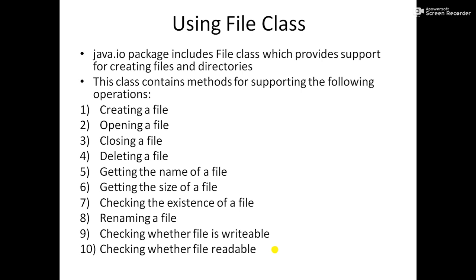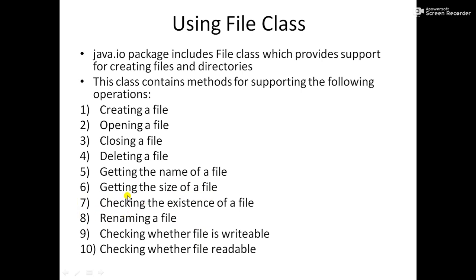opening a file, closing a file, deleting a file, getting the name of a file, getting the size of a file, checking the existence of a file, renaming the file, then checking whether the file is writable or whether the file is readable. Whenever we are opening any file, the processor or the software should check whether that file is already in existence or not. So for opening a file we require the existence of the file, and that's why the file class provides us the facility for checking the existence of the file.